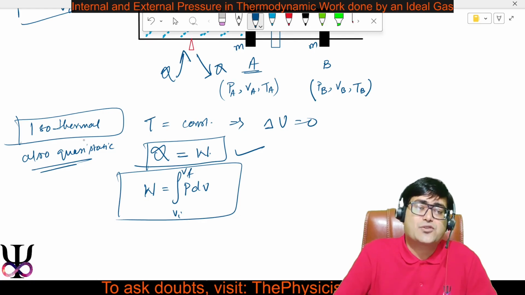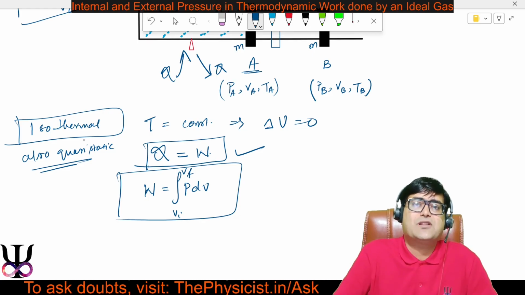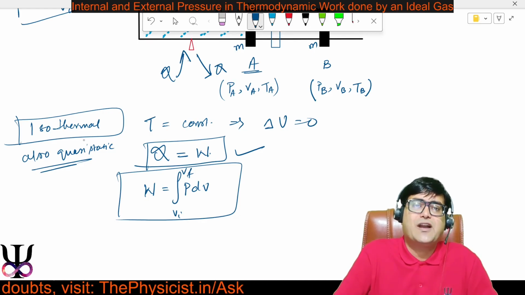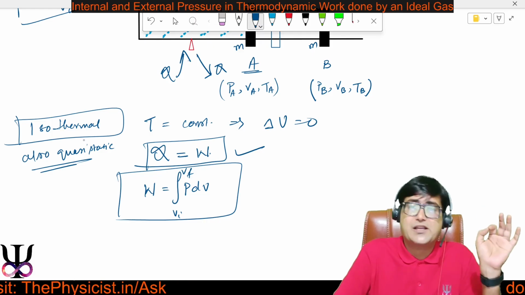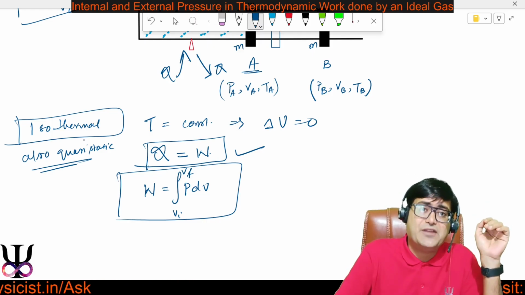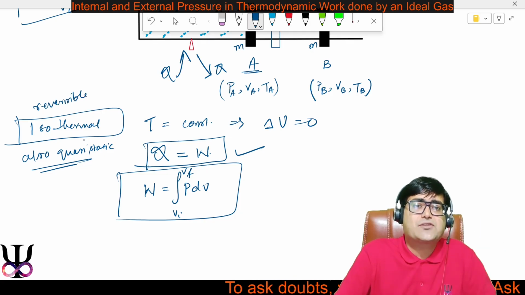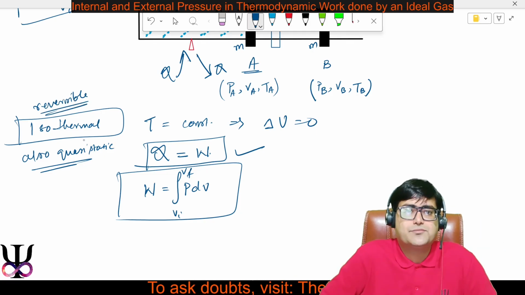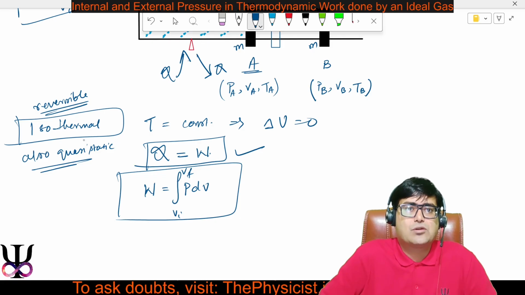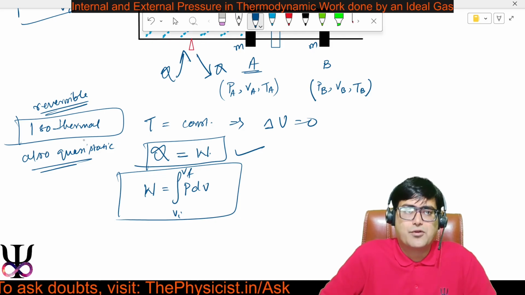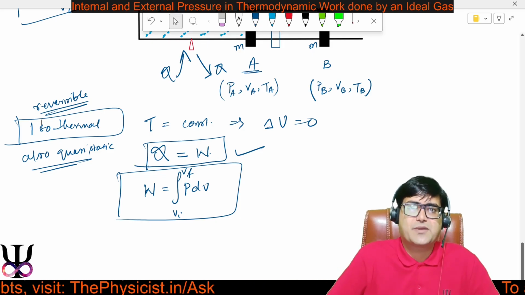supplied. In isothermal, again, when you define a process to be isothermal, it is by default quasi-static, and it basically is reversible. Every isothermal process is reversible, right? So there are no dissipative forces involved. I hope this becomes clear.